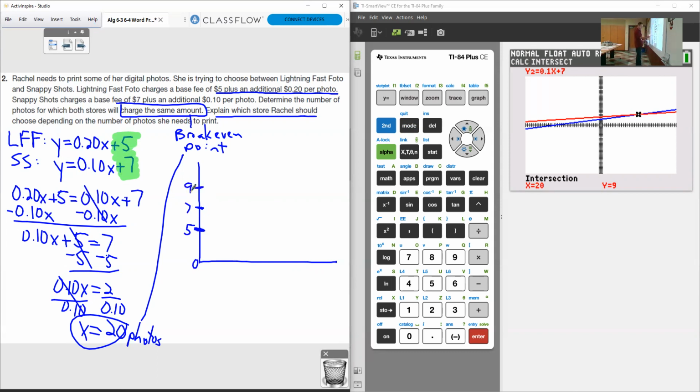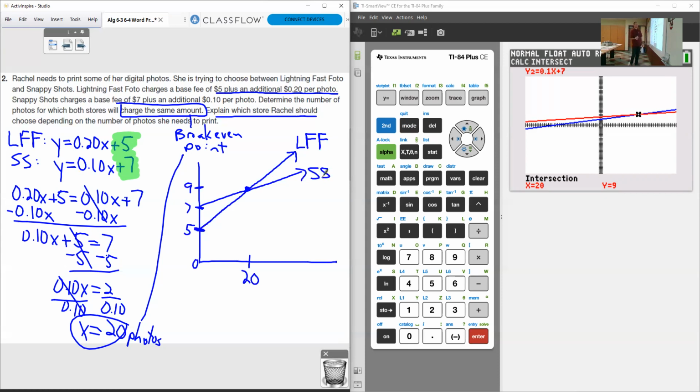All right. Let's say that 20 photos was here. So I know that my break-even point is right there at over to 20, up to 9. I'm starting with lightning fast photos at 5. I know that I have to go through that break-even point. So I'm going to draw my line for lightning fast photos looking like that. For snappy shots, it starts off at 7. And again, I know that I need to go through that break-even point. So it's going to look like this, and this is snappy shots.